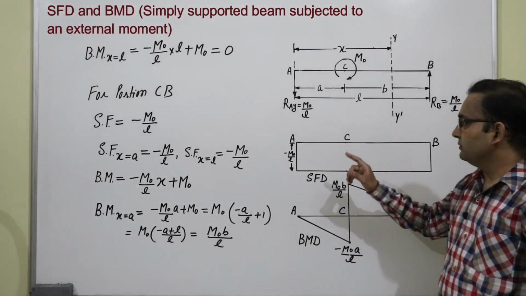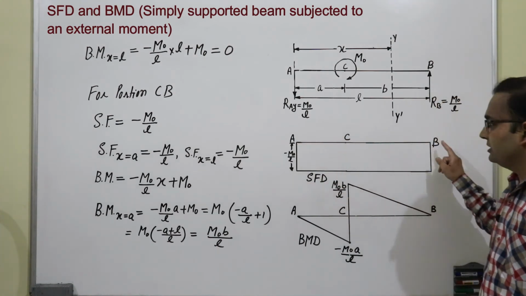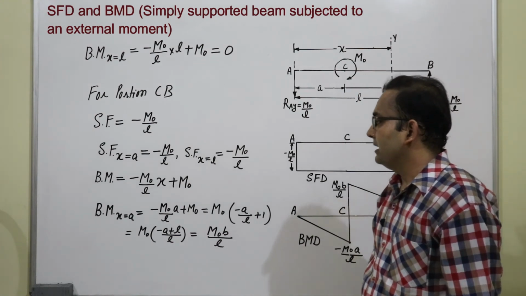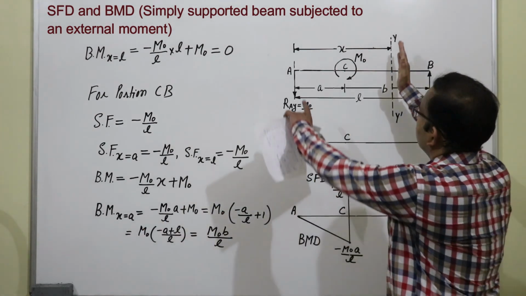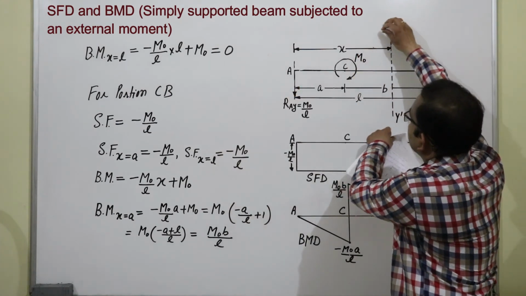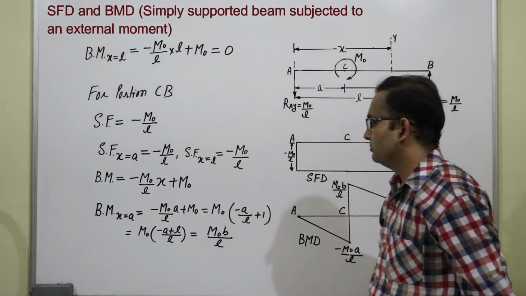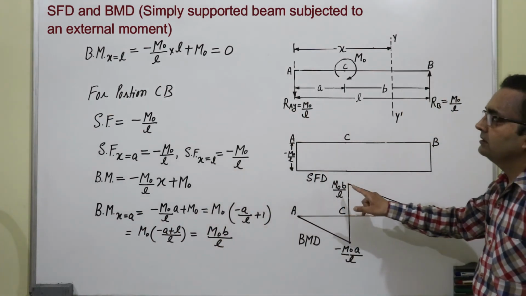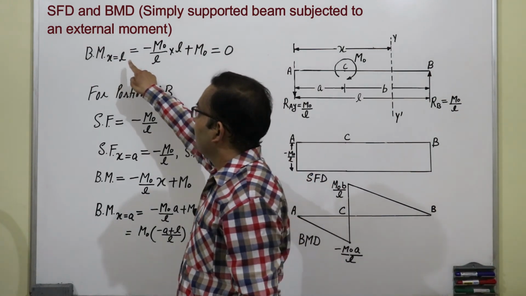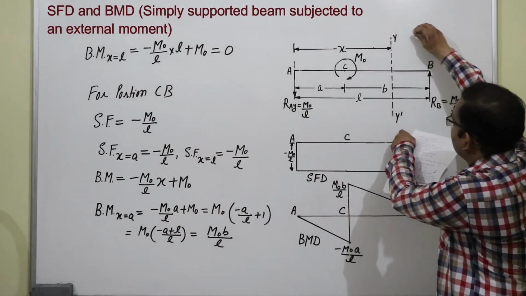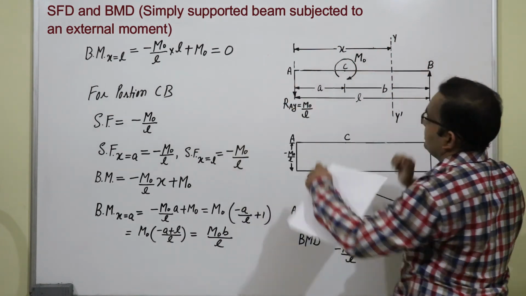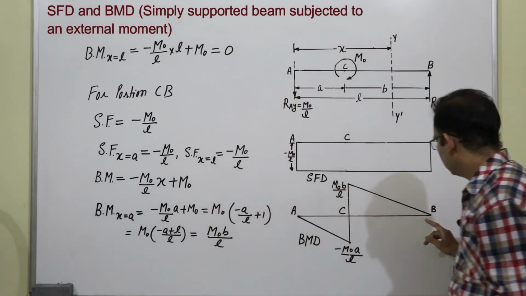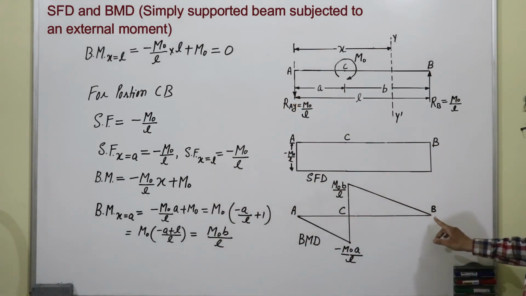So this is shear force diagram. We can see here shear force is constant from point A to point B, and we are discussing this section CB. So bending moment at x equal to A, when x will become equal to A, this section will be at this point. So bending moment is m0 B upon L, and when x equal to L, when this section will come to this side, x will increase and it will become L. At that point, bending moment is 0. So at point B, bending moment is 0.